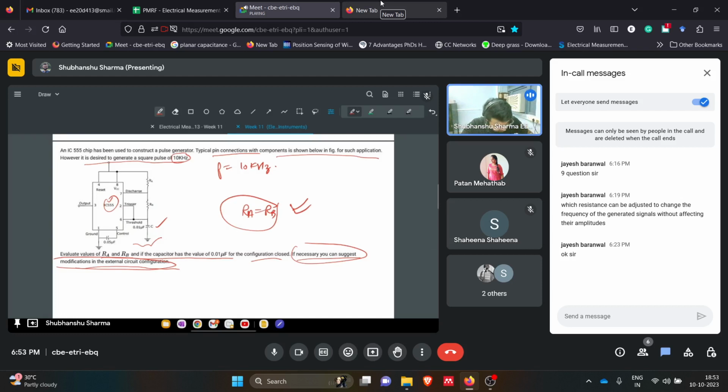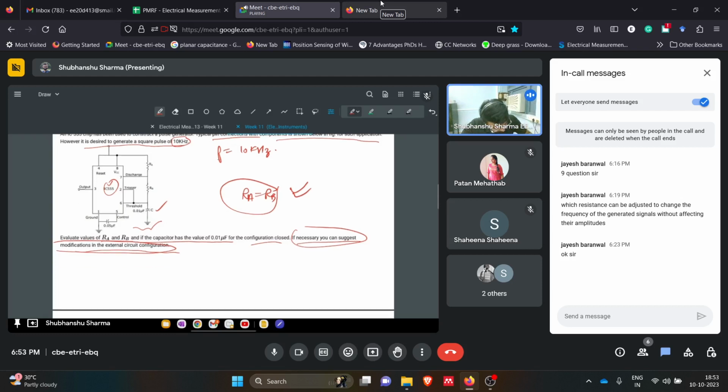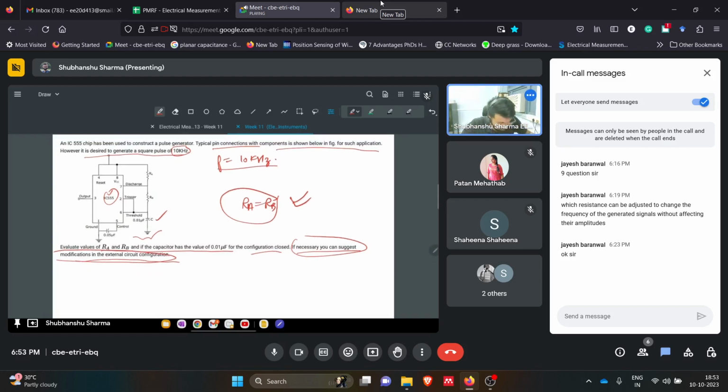If you know this, then frequency f equals 10 hertz. Then how will you solve this? Think for 2 minutes, then I will give you the answer. Just recall the circuit which you had in your lecture sessions, and how you will relate those formulas to this circuit.